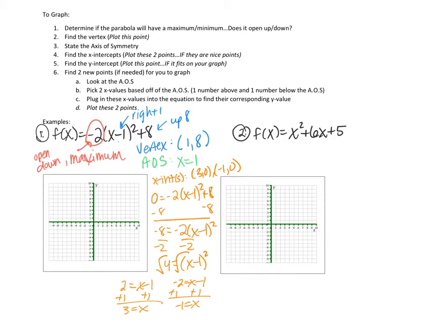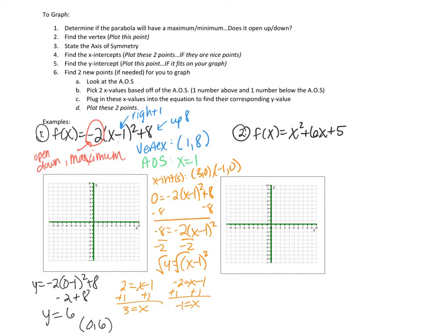I can also go ahead and find the y-intercept. Remember, I can find the y-intercept by plugging in 0 for the x. So I can do that quickly here. All right, so I'm going to take 0 minus 1 is -1. Squaring it gives me 1. 1 times -2 gives me -2 plus 8. So my y-intercept is going to be here at 6. So that's the point 0, 6.